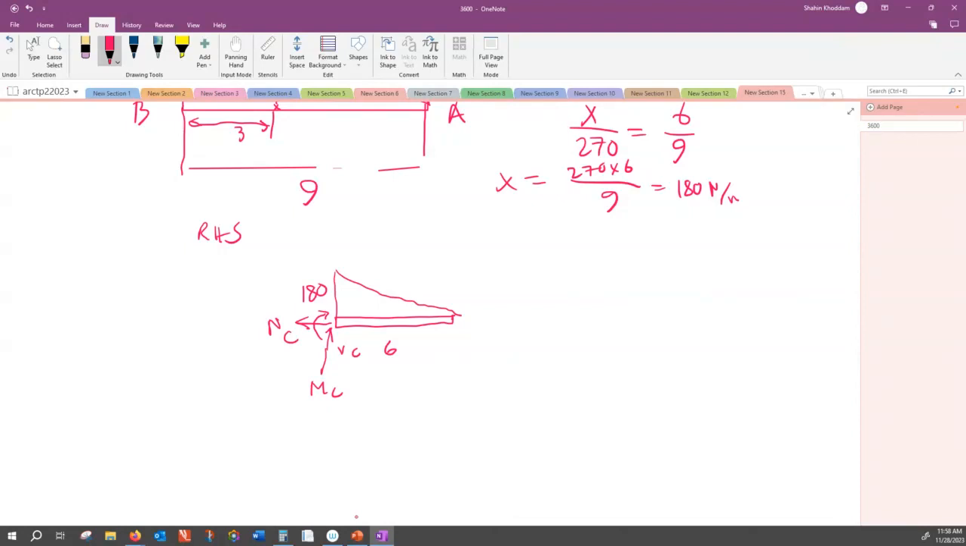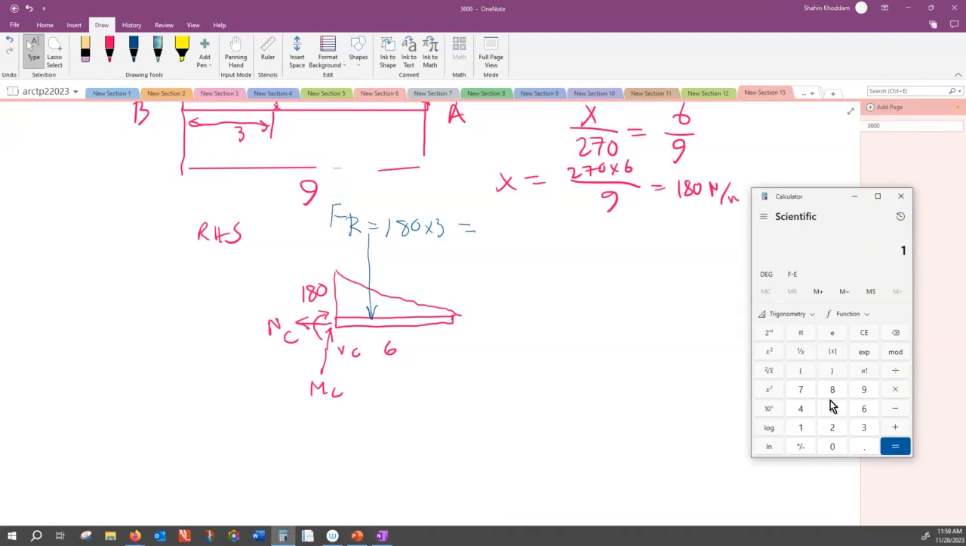How do I solve it? Okay, to solve, I'm going to replace the triangle with one resultant. The resultant is the area of the triangle. Who can help me with the area of the triangle? That's the resultant, or FR. That is equal to 180 times 6 divided by 2. 180 times 6 divided by 2 is 540 Newton.